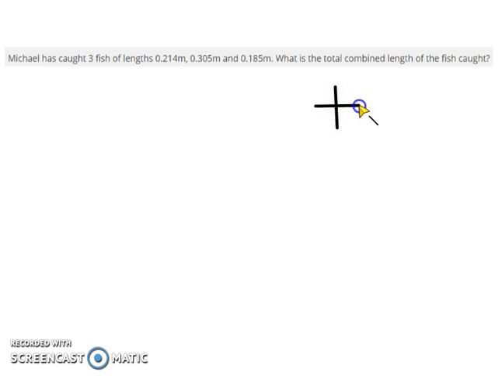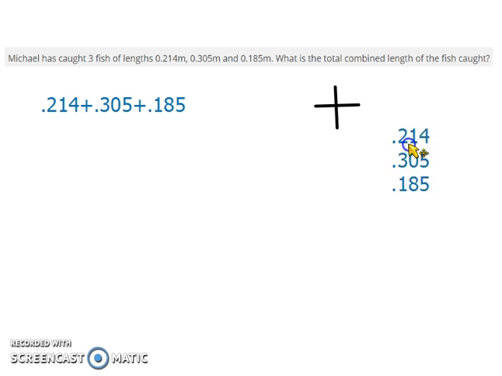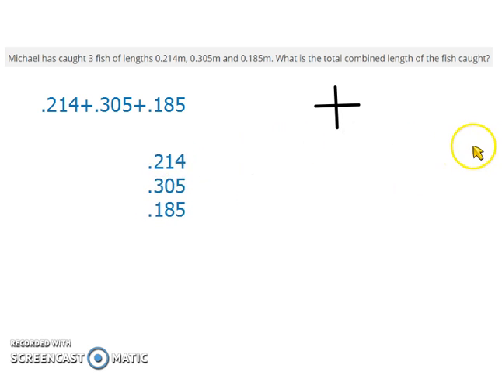Okay, we need to add all the lengths together to find our answer. So it becomes 0.214 plus 0.305 plus 0.185. And the total of that will be our answer in metres. We can draw it up as we would any addition sum when we've got large quantities.